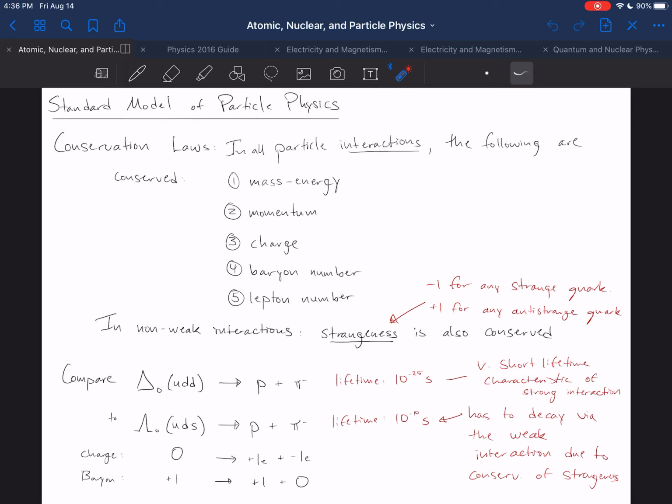So charge here, both of these charges are neutral. The proton has a +1 charge, the negative pion has a -1 charge, so that works out. And for baryon number, there's one baryon on the left and one baryon on the right. If you recall, that negative pion is a meson.